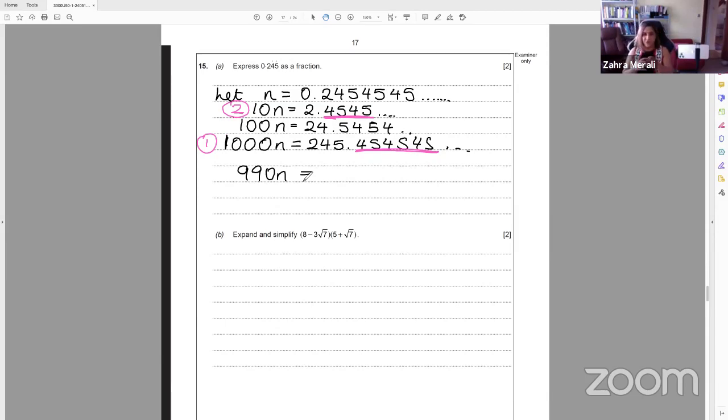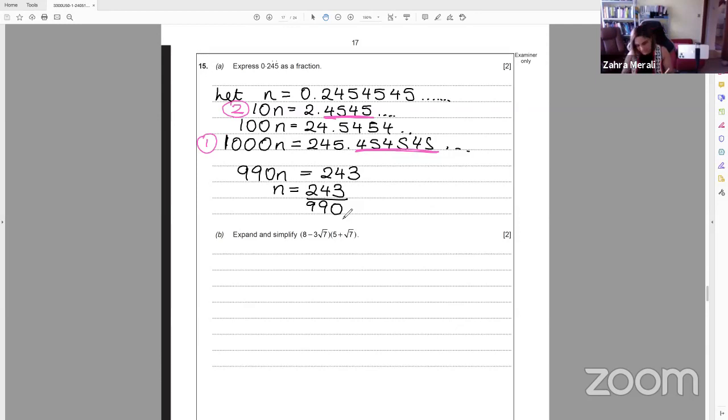So you've got 245 minus 2, which gives you 243. So n is 243 over 990. So let's do the last question. And we're going to expand and simplify.